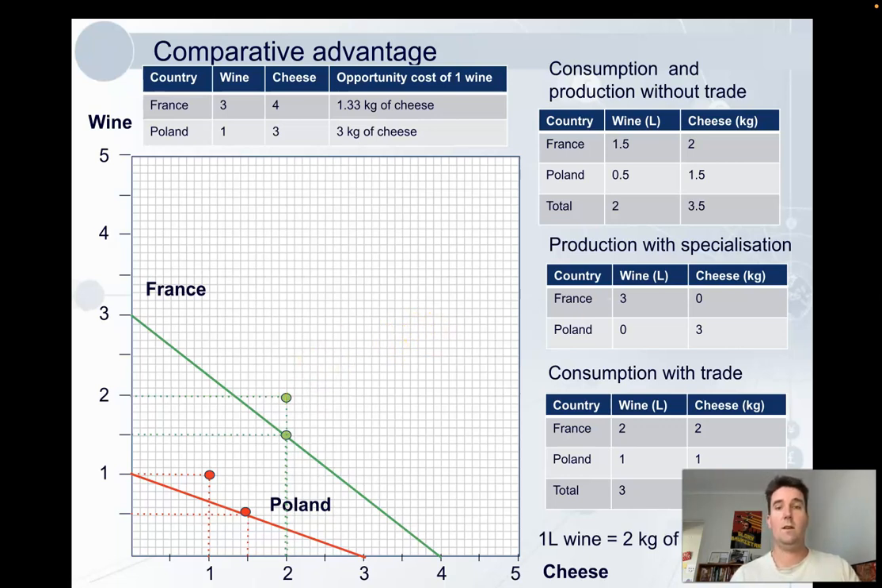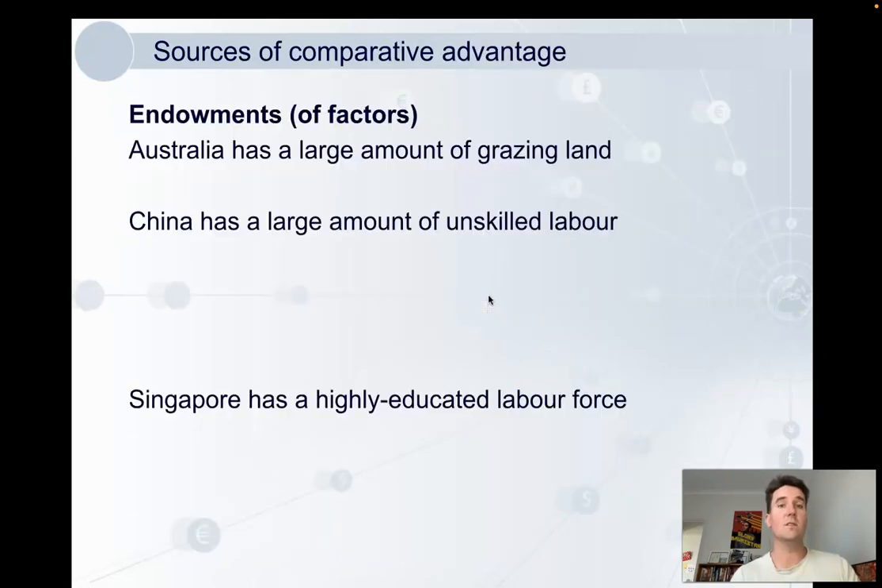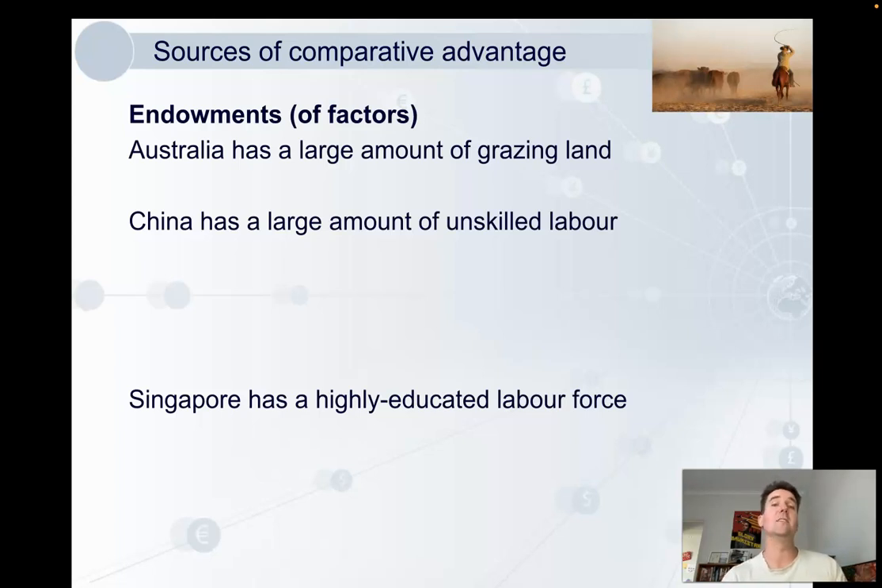Okay. Now we're going to look at the sources of comparative advantage. It's often based on a country's endowments, how well endowed a country is. So Australia has a large amount of grazing land, so that makes us good at doing things like producing beef, right? That's just an example.